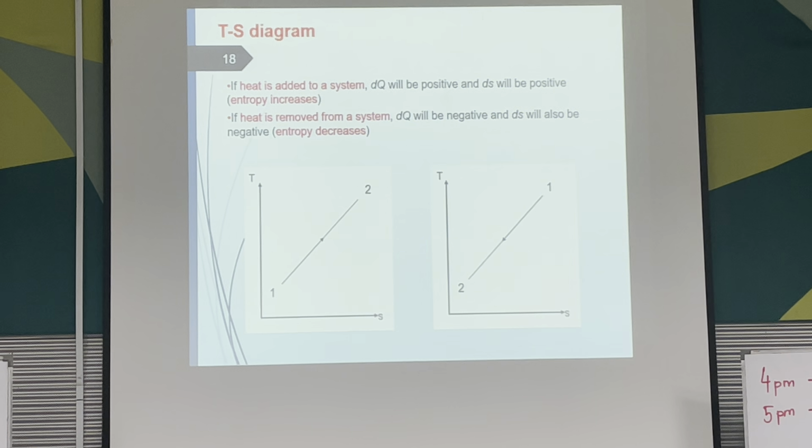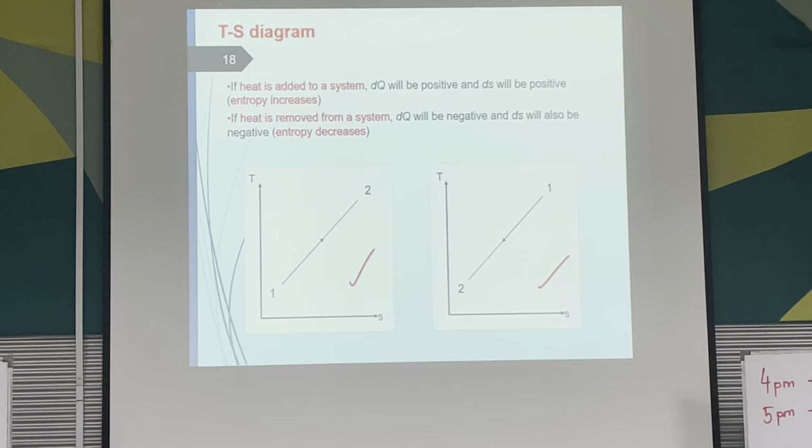So just some common sense thing here. If heat is added to a system, delta Q will be positive. So meaning delta S will be positive. Entropy increases. So you can see in this diagram here, roughly something like that. Temperature increases, S increases. If heat is removed from a system, then delta Q will be negative. Delta S will also be negative. So this will mean entropy decreases.